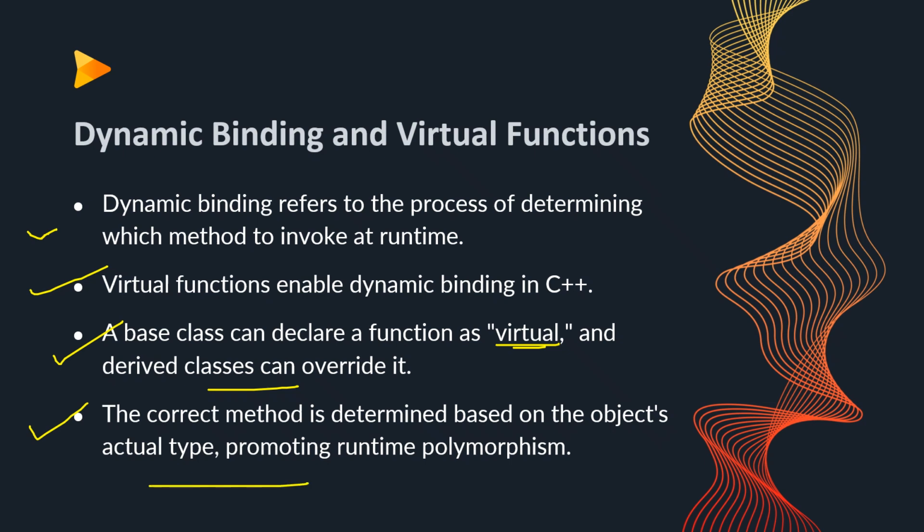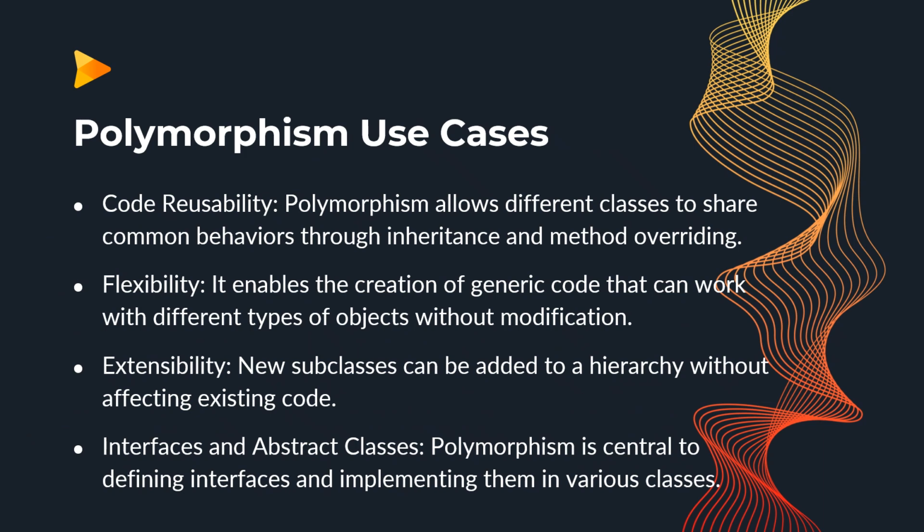If you don't understand this, it is okay for beginners; you don't have to understand all these things. Now, what are the benefits or advantages of polymorphism and its use cases? It provides code reusability. Polymorphism allows different classes to share common behaviors through inheritance and method overriding. This is a major benefit of polymorphism.